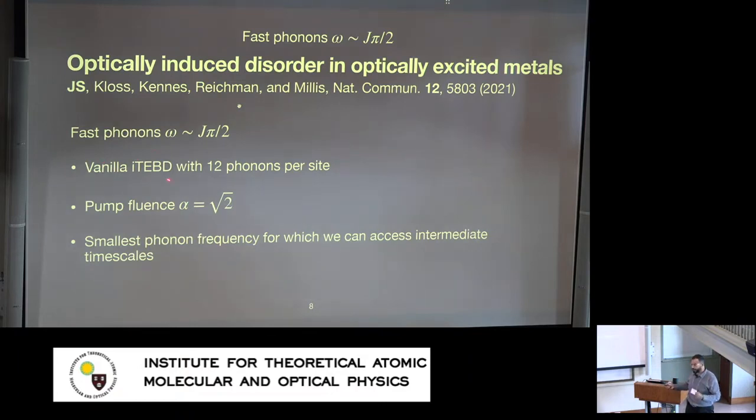The typical method is called iTEBD. It's a time evolution method. For this type of phonon frequency, for a pump that excites on average two phonons at initial time, if you want to get accurate results, you need 12 phonons per site. So to give you an idea, the local Hilbert space dimension here is 48. This problem has a scaling of 48 to the L, right? So it is a challenging problem.